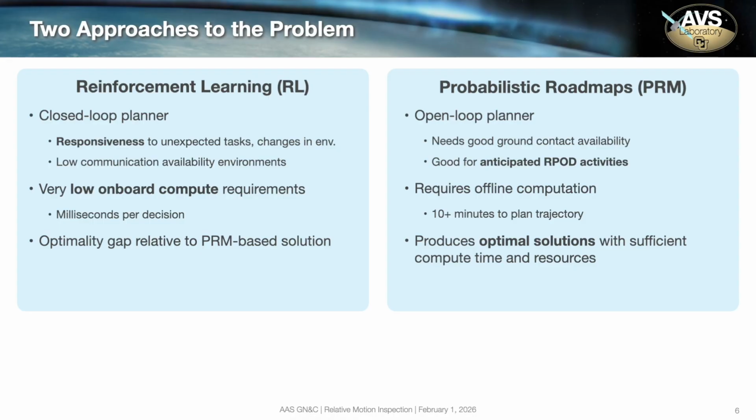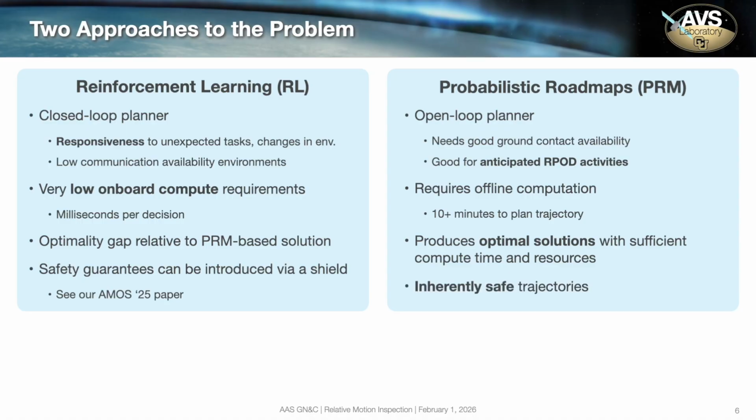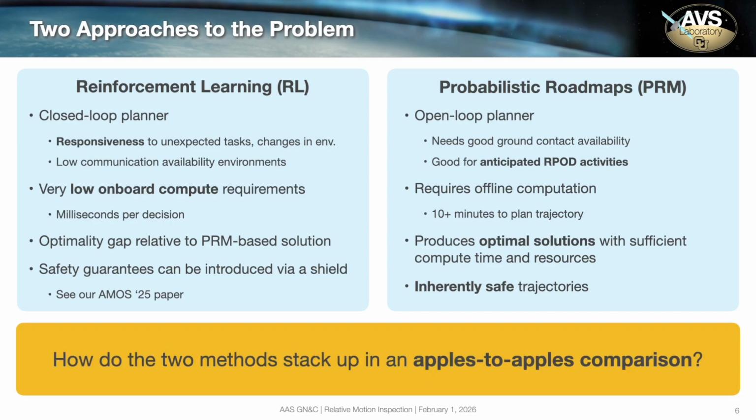Finally, there are ways of introducing safety guarantees to both these methods. With reinforcement learning, we can implement shields, which we presented previously. And for probabilistic roadmaps, we're generating inherently safe trajectories. The main question of this work is, how do these two methods stack up in an apples to apples comparison?